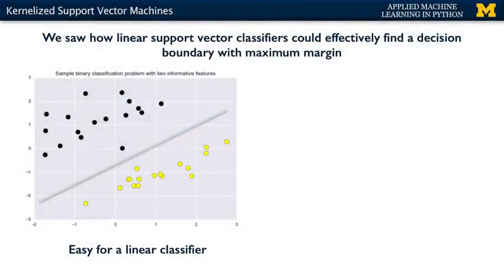We saw earlier how linear support vector machines served as effective classifiers for some data sets by finding a decision boundary with maximum margin between the classes. Linear support vector machines worked well for simpler kinds of classification problems, where the classes were linearly separable or close to linearly separable, like this example on the left.